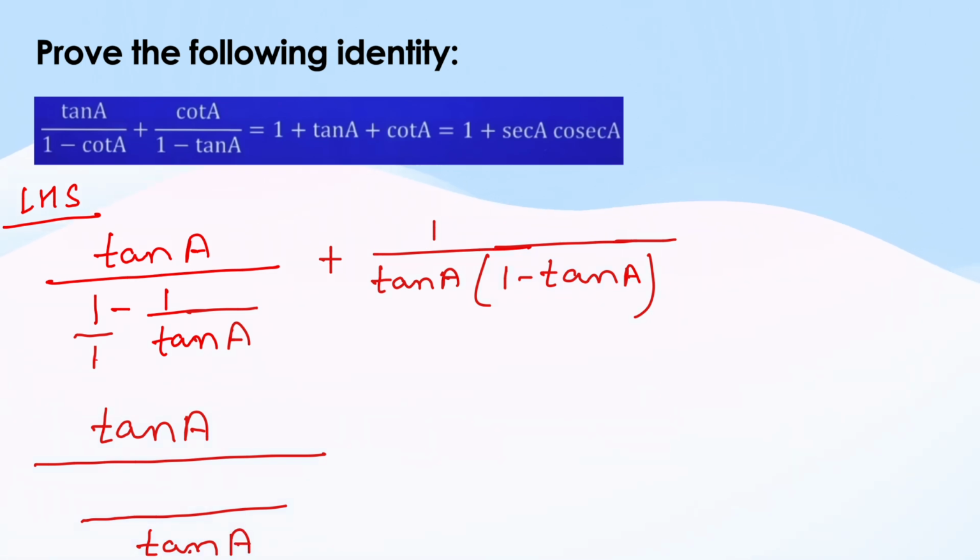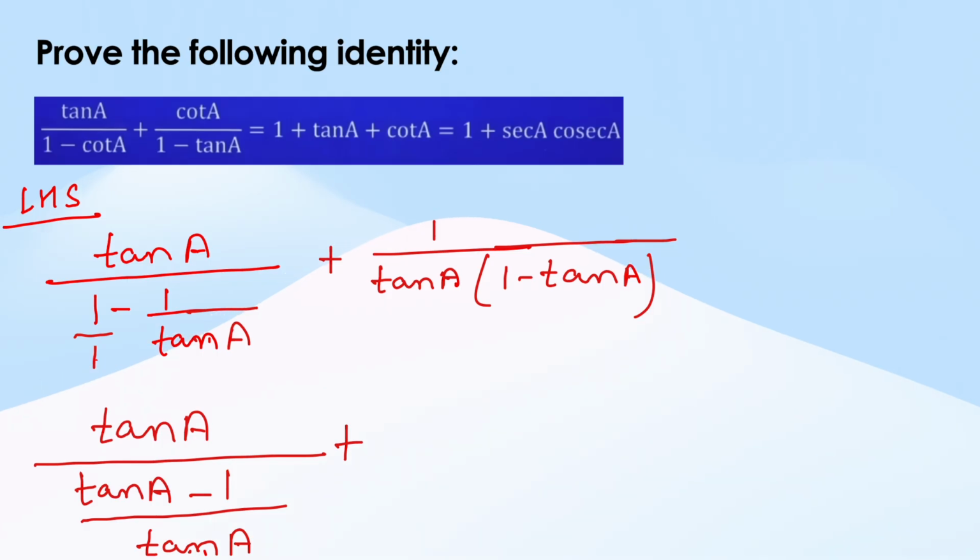1 into tan A, so it will become tan A, and tan A is there, so same. Clear? Now the next term will become tan A. Here I have tan A minus 1. See, this is tan A minus 1, okay? And this is 1 minus tan A.